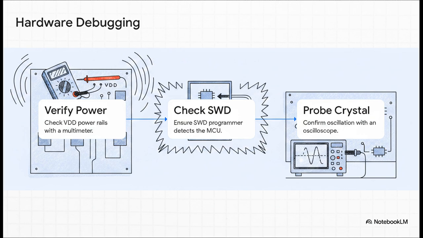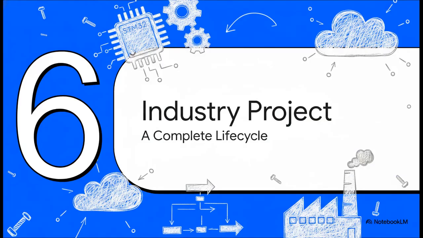And when that newly minted board inevitably refuses to boot on the first try, don't panic. Just follow this triage flow. First, grab your multimeter and verify the VDD power rails. Is the chip even getting juice? Second, check your SWD detection. Can your computer even see the chip's brain? And third, probe the external crystal with an oscilloscope. Because if that crystal isn't oscillating, the heartbeat of your system is flatlined, and literally no amount of code is going to fix it. Let's pull it all together in Section 6, Real Industry Project Walkthrough.